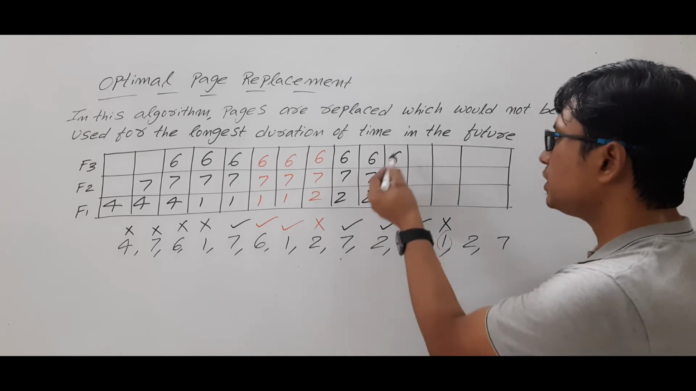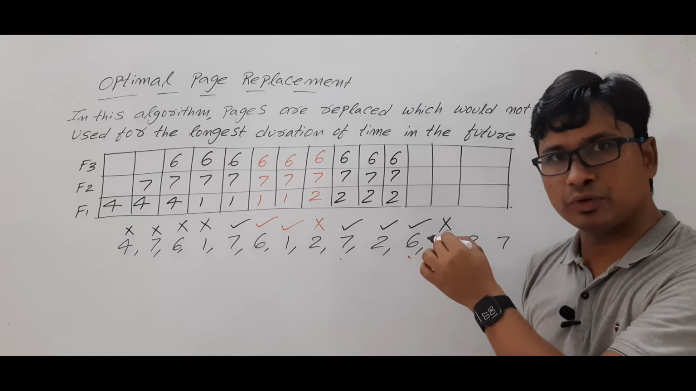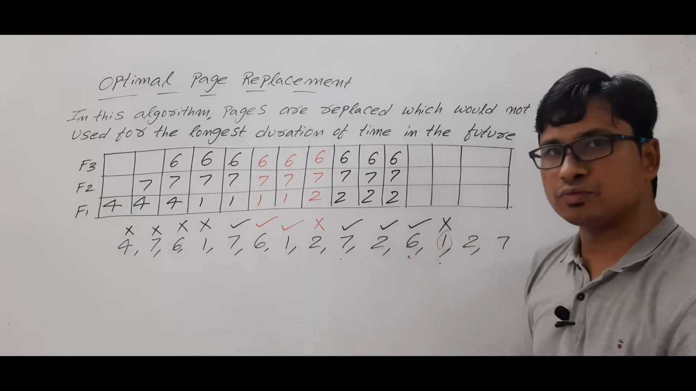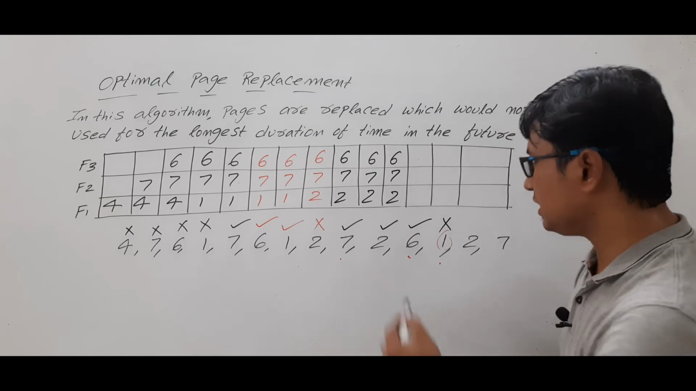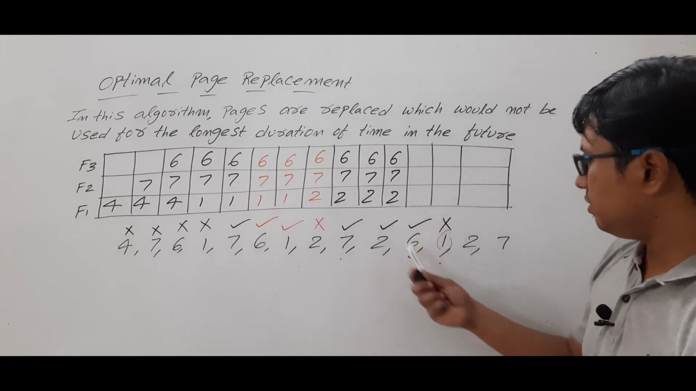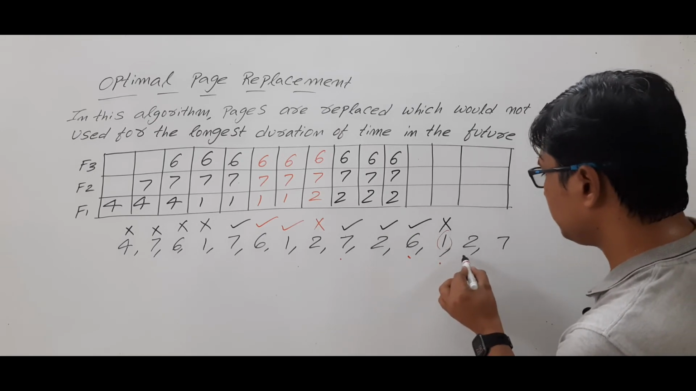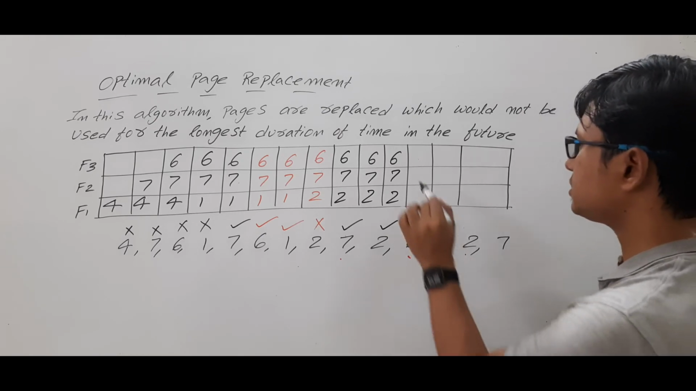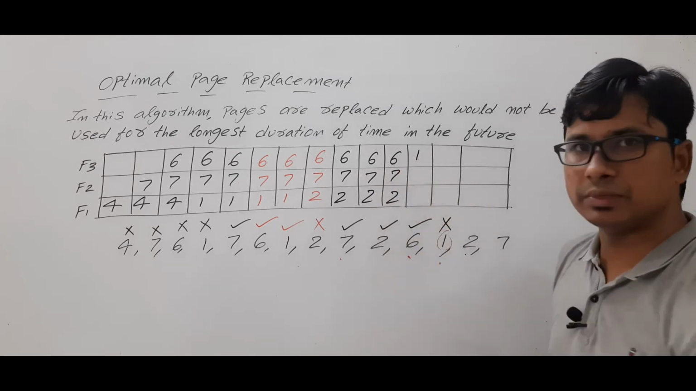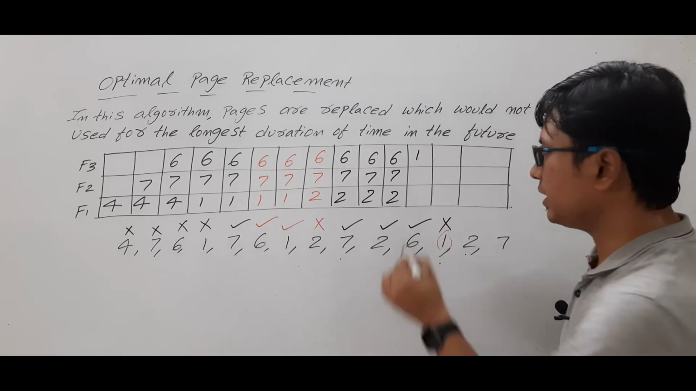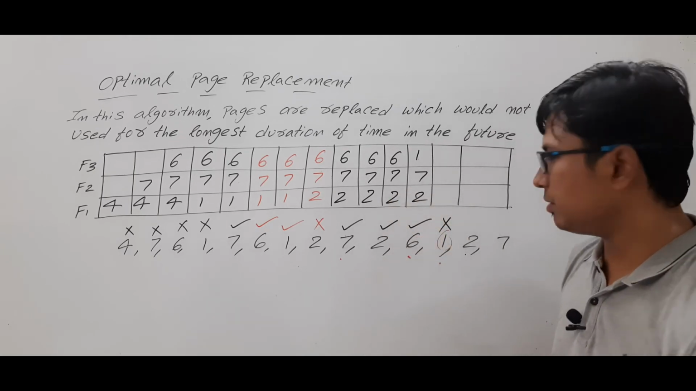So what you need to do? We have to find one victim page and we have to swap out that particular page and we have to swap in the page number 1. Which one we have to swap out? That depends on the future references. Look at the next references. Okay, 2, 7. So 6 will not be referred again. So what you need to do, you have to swap out the page number 6 and swap in the page number 1. So you have the pages 2, 7, 1 in the main memory.